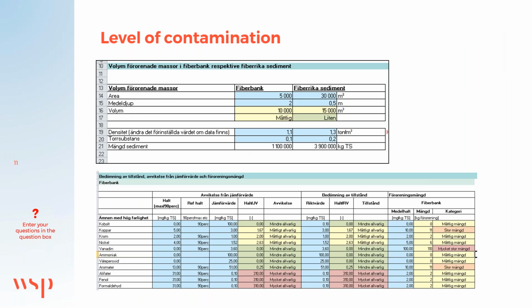On the next sheet, you assess the level of contamination. And here we assess how big the fiber sediments are. I mean, how much fibers we have, and we also assess how high the concentrations are in relation to background levels and guideline values.